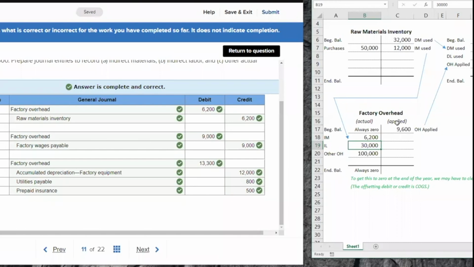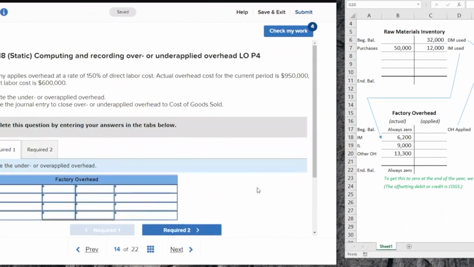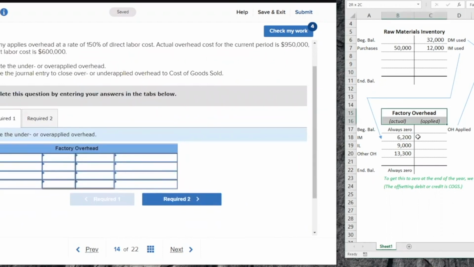In indirect labor, 9,000. In other, 13,300. Okay. And then at some point, we will allocate it out of there into here, but we are not doing that right now. One last thing I've got to talk about is closing out the factory overhead account.